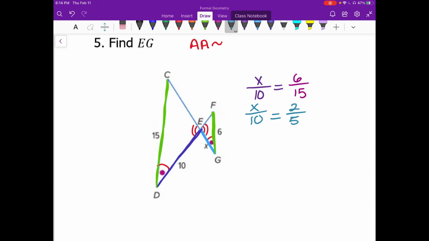Now when I have a number below a variable that's being divided, I need to multiply by that number to counteract that division. So when I do that, those 10s go away and I'm left with x equals 2 times 10, which is 20, over 5. And 20 over 5 reduces to 4. So x is equal to 4.